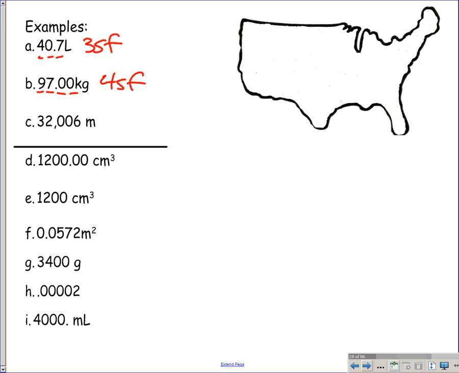Next one. Present or absent? Absent. Start from the Atlantic. And this one has a 6 here, so I do get to start at that first non-zero. So 1, 2, 3, 4, 5. 5 sig figs. Your ones are a little harder. Take a couple minutes to do that on your paper.